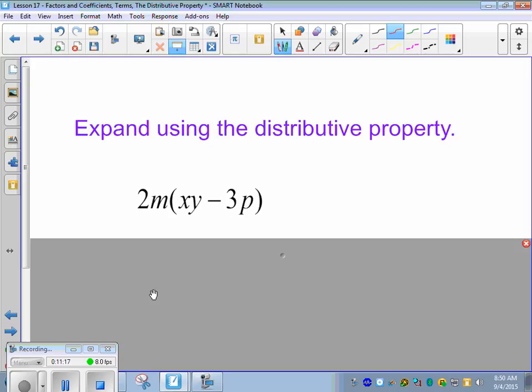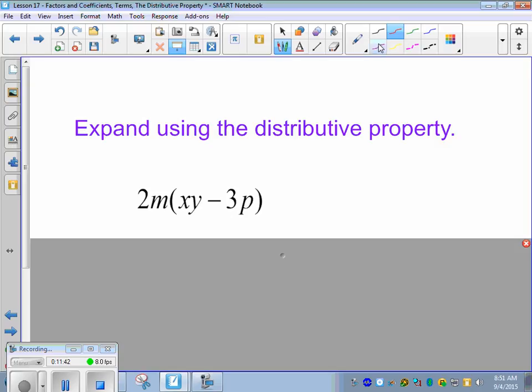Expand using the distributive property. So now we have variables happening. Definitely another example I want to see everybody writing down in your notes. This time we have 2m times quantity xy minus 3p. So this time we have letters happening too. Totally fine. Distributive property works the exact same way.